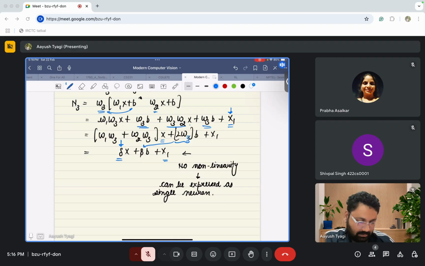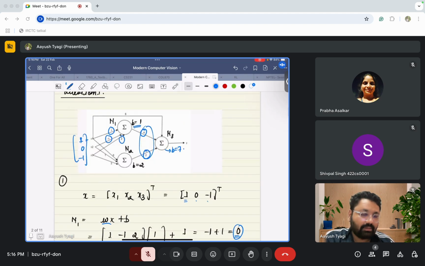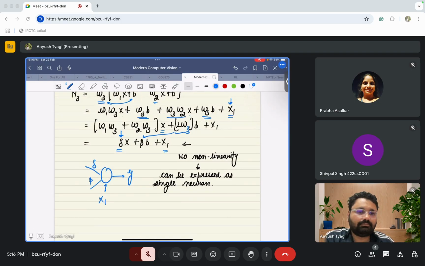So it's basically a single neuron, right? As there was no nonlinearity, it can be simply expressed as a single neuron where the input x is multiplied by delta, you have a bias which is multiplied by beta, and you have the additional x1 term, and you are providing y as the output. So the whole network can be expressed using a single layer neuron. That's why nonlinearity is essential whenever you're trying to learn complex boundaries. This nonlinearity is what helps.